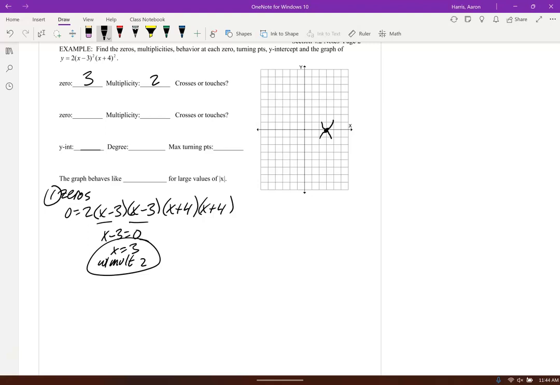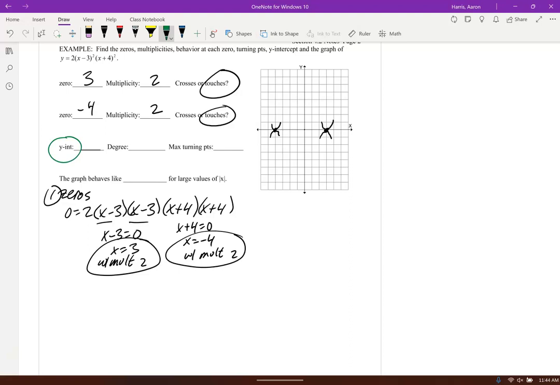It's going to be one of those two scenarios. The other one is x plus 4. I got two of these x plus 4s, so I have a 0 at negative 4. Again, there's two of those, so x equals negative 4 with multiplicity 2. So it's also going to touch at negative 4. So it's going to touch or touch, right? Let's go ahead and find our y-intercept. Let's go ahead and let x be 0.